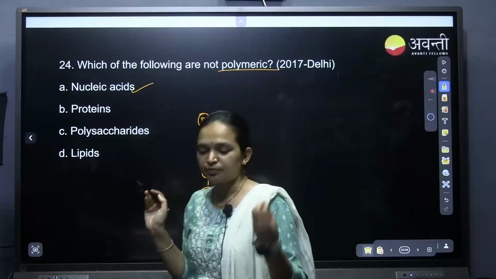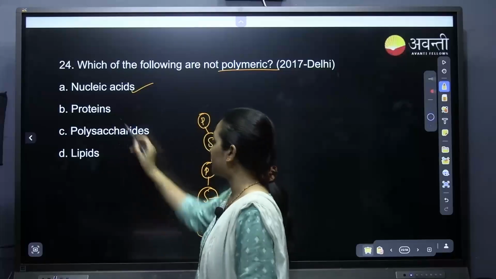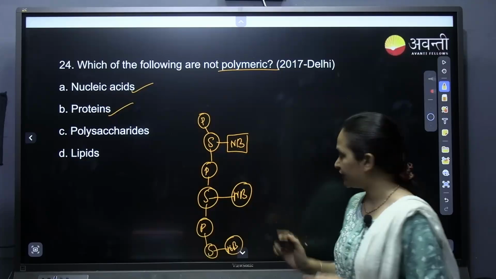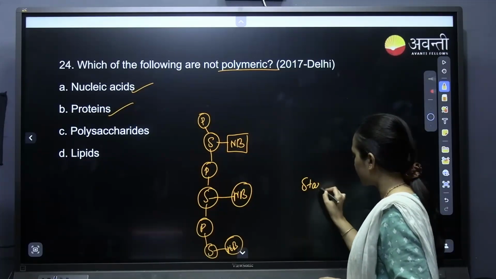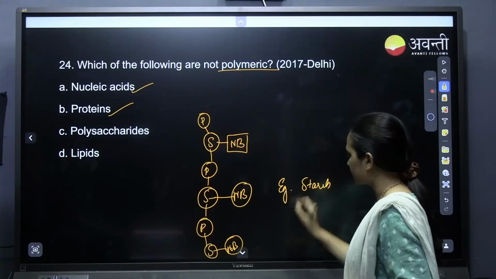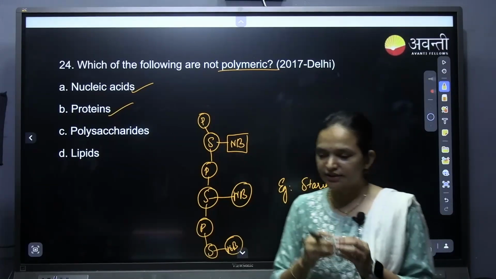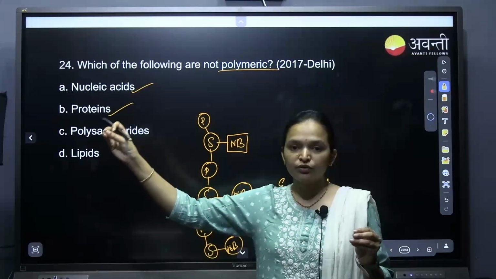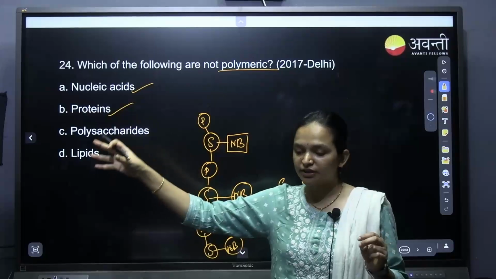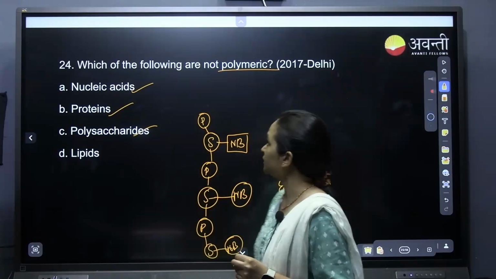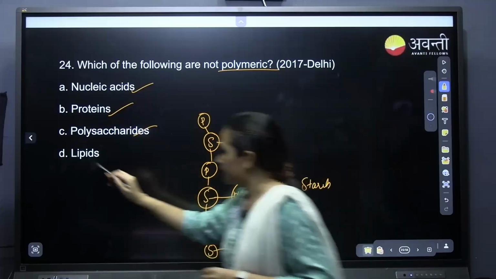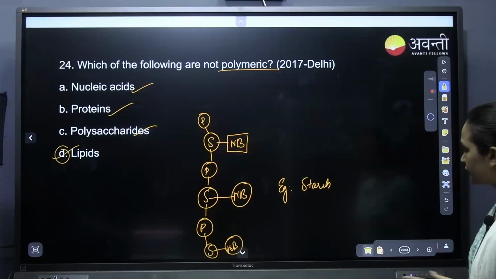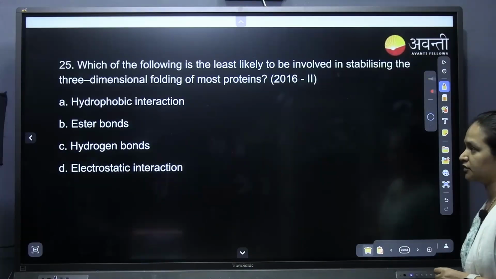What about proteins? Polypeptide, anyway it is making the polymer proteins. Polysaccharides, glucose units. For example, starch. The glucose units have joined together in a line with the help of 1,4 glycosidic linkage. So that also makes them polymeric. Now lipids, are lipids polymeric? No, they are not polymers. So D, lipids, is the non-polymeric, that is the right answer.